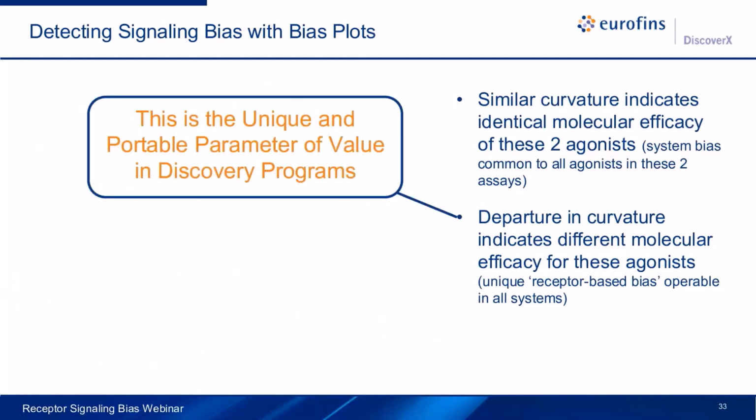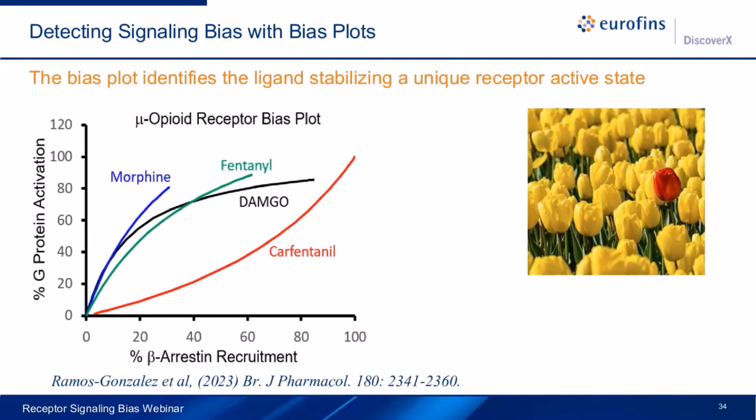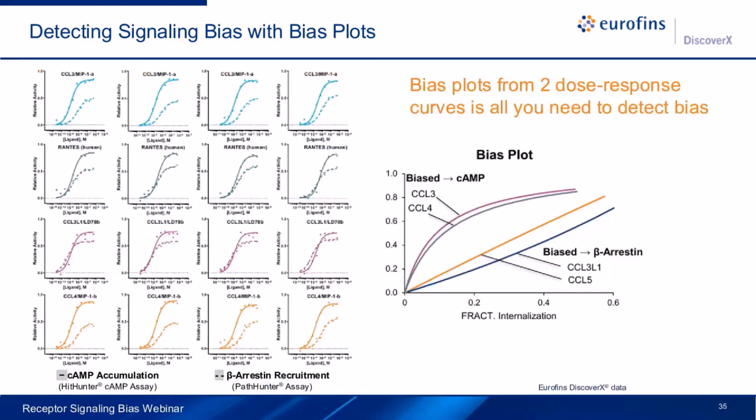This is the portable parameter that will identify the compounds that will be biased in all systems. An example is shown here. These are mu opioid agonists. Bias plots for these agonists are by and large equal. Carfentanil jumps out at you. This assay tells us that this compound's active state is different from those. And so this is the easy way.